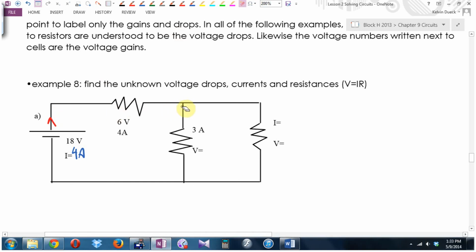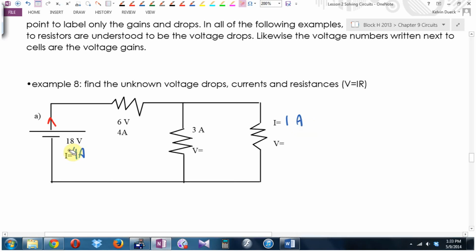How many amps went downwards? 3, Mohammed? Yes? How many amps went to the right then? 1, so we can fill that in. There's 1 amp going through that resistor. So far, so good?